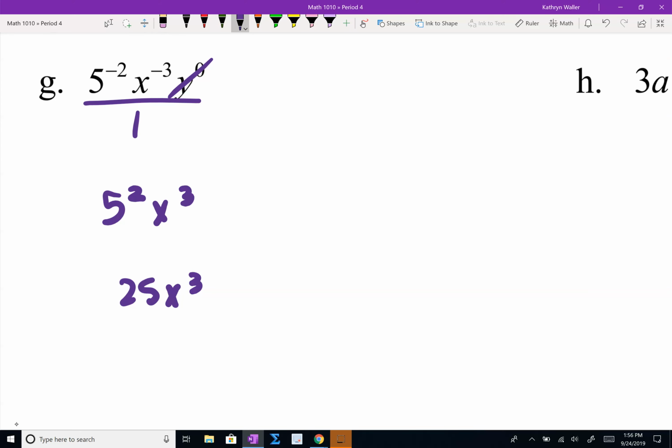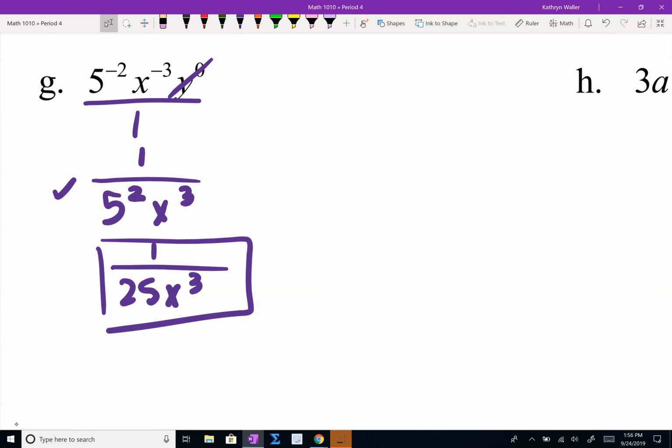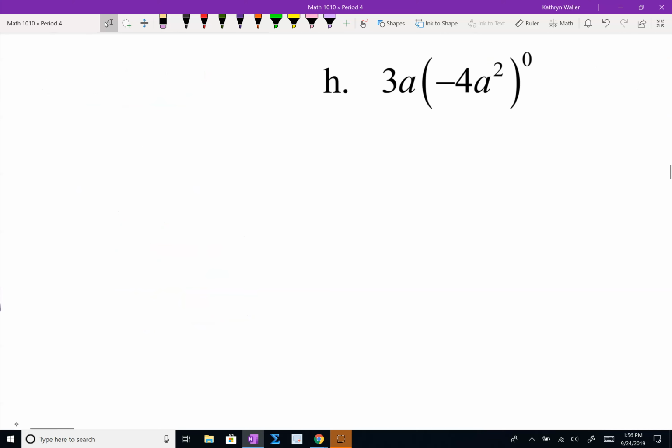And it makes me sad because I feel like I know that they know what they're doing. But what did they forget in this step right there? That stuff is actually on the bottom, right? So what's on the top? A 1. So your answer is not 25x to the third. It's 1 over. That stuff is on the bottom. Who says, I gotcha? Let me see. You guys are so smart.